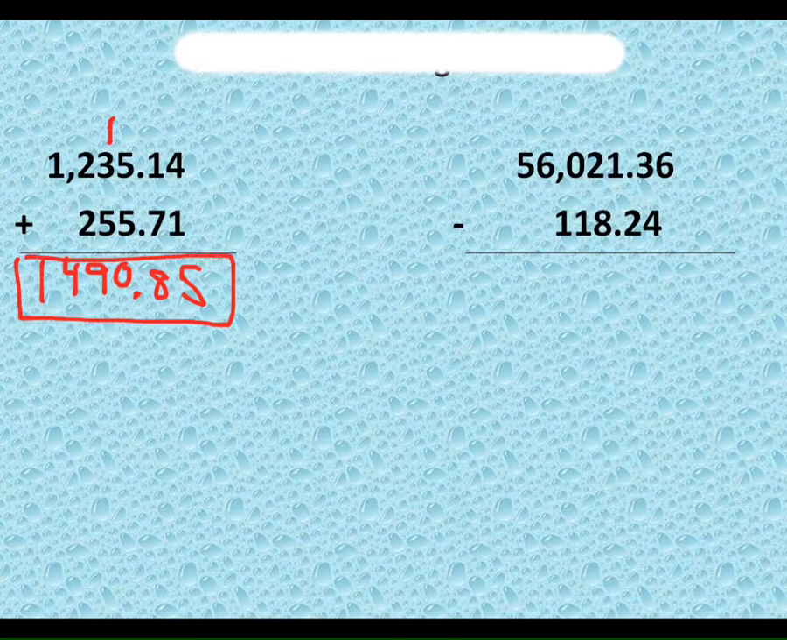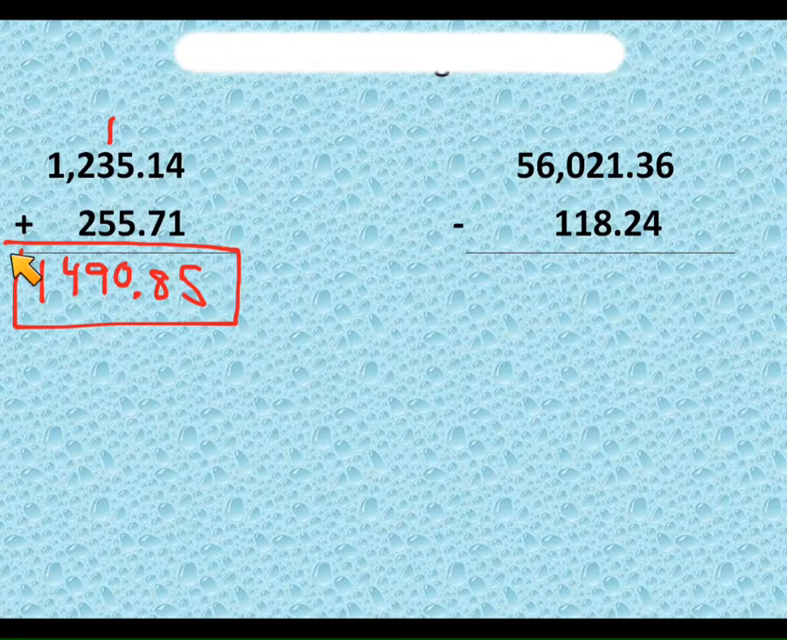You get 1,490 and 85 cents if you're talking money, right? So that's our longhand addition. Subtraction, again, we line up the decimals, we line up the place values, we just start subtracting. 6 minus 4, we get 2. 3 minus 2, we get 1, drop our decimal.